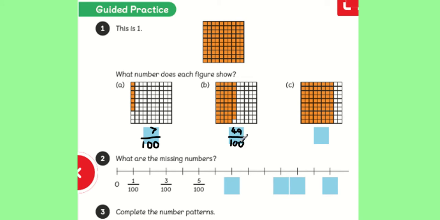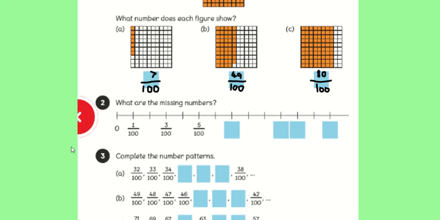49 hundredths. Okay, and this one here, I'm just going to count in tens. So I've got 10, 20, 30, 40, 50, 60, 70, 80. So 80 out of 100 is 80 hundredths. It'd be quite tricky to say 80 hundredths.